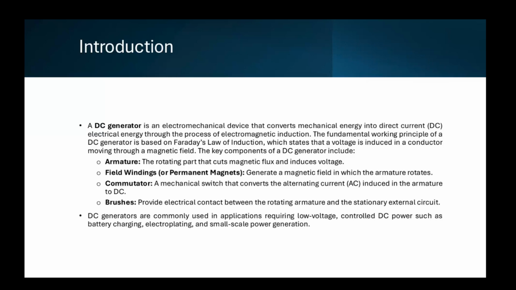Some of the key components of a DC generator include: armature, the rotating part that cuts the magnetic flux and induces voltage; field windings or permanent magnets, which generate a magnetic field in which the armature is rotating; commutator, a mechanical switch that converts the alternating current induced in the armature to direct current; and brushes, which provide the electrical contact between the rotating armature and the stationary electrical circuit. DC generators are commonly used in various applications which require low voltage, also battery charging, etc.